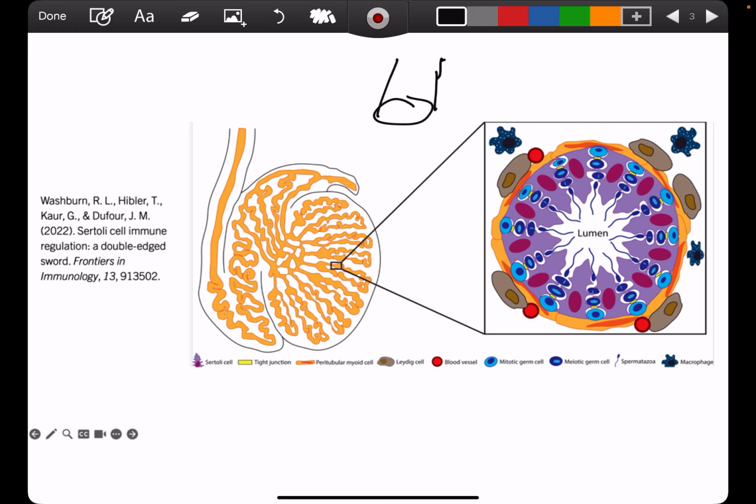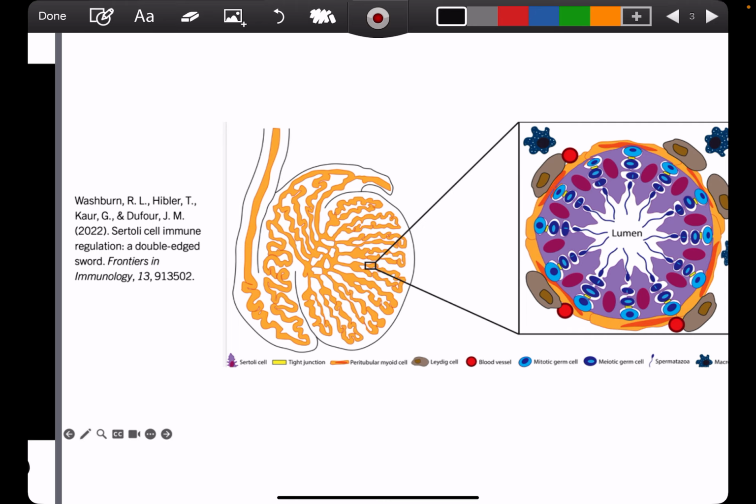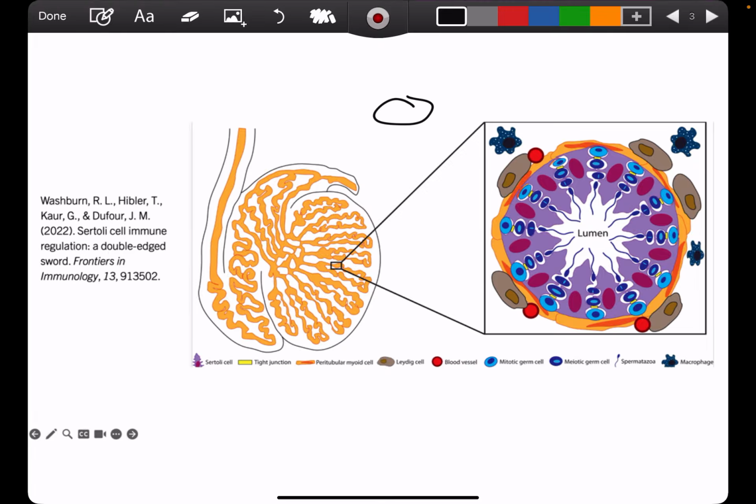This is the male testicle. On the left side is a cross section looking at the seminiferous tubules, all these yellow squiggly lines. And then this photo on the right is a cross section of one of these seminiferous tubes, as if we were looking at it from this direction. So the circle is here, and then right now we're looking inside the hole.